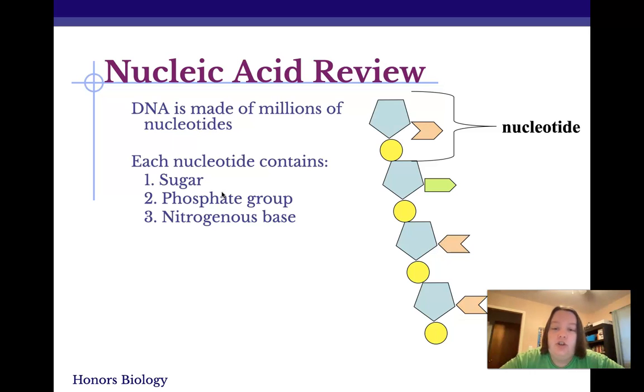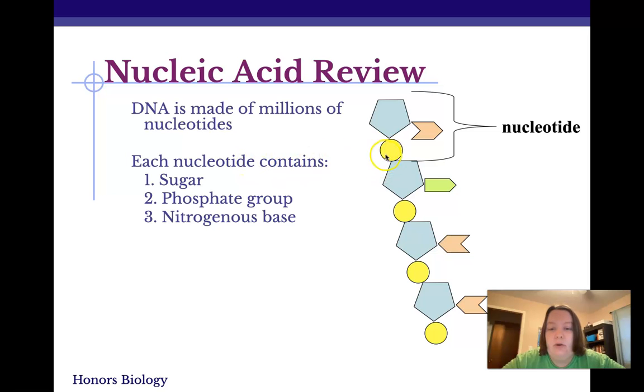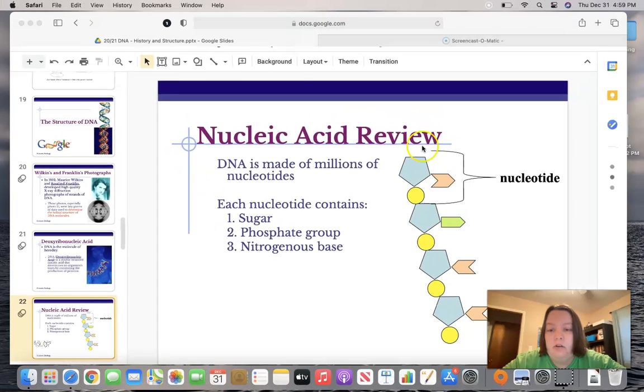It contains a sugar, which is going to be the pentagon here. It contains a phosphate group, which is the yellow part here. And it contains a nitrogen base, which is represented by that peachy or orange part here.